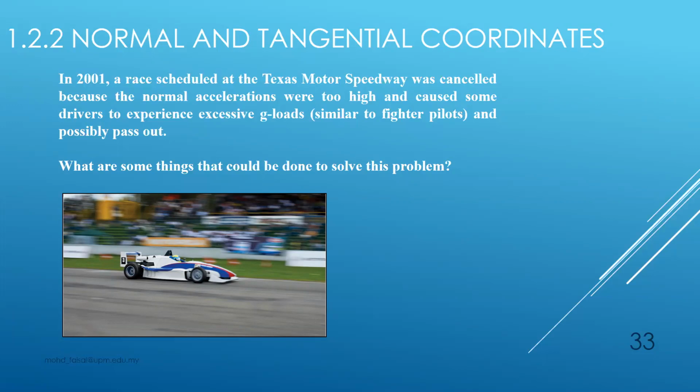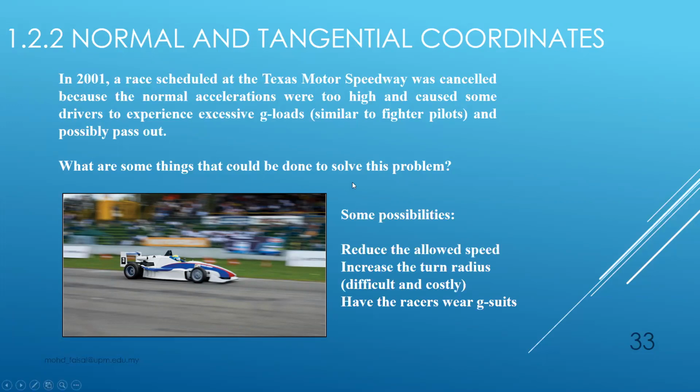So what are some things that could be done to solve this particular problem? Some possibilities are to reduce the allowed speed when entering the curve of the corner. Second one is to increase the turn radius. That could cost you an arm and a leg, because it is very difficult and very costly. Everything needs to be redesigned and rebuilt again.